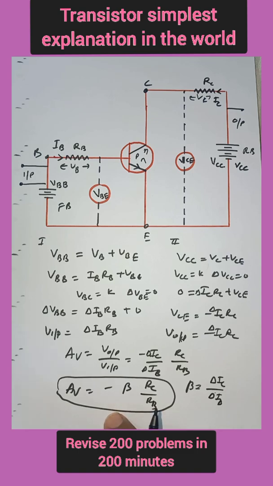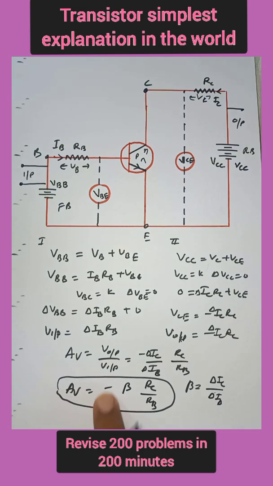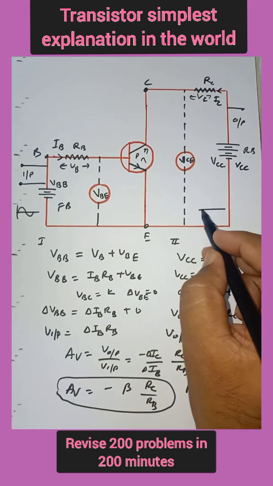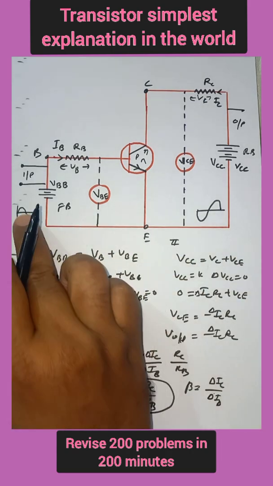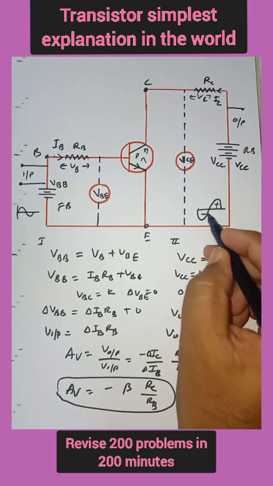So in this way we can find the voltage gain in any problem. So this is the circuit. What is the meaning of this negative? The meaning of the negative is that if the input is a small wave, the output you get is a larger wave, but in the opposite direction. If the input is negative you will get positive, and if it is positive you will get negative at the output.